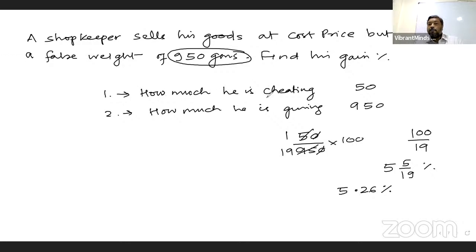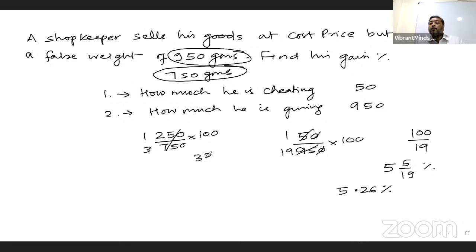You can understand this even better, right? Let's say the person is giving 750 grams instead of 1 kg. How much did he cheat? 250 grams. How much did he give? 750 grams into 100. This is what? 1 by 3. 100 by 3 is how much? His profit is 33.33%.